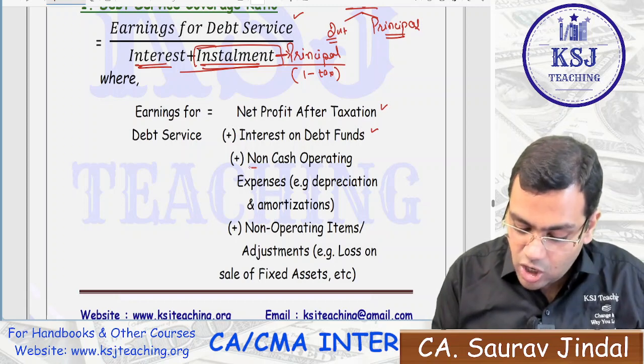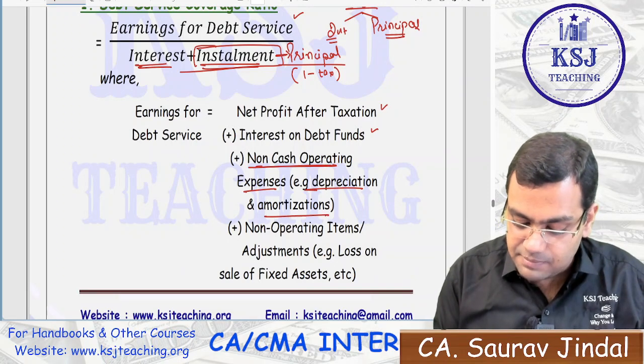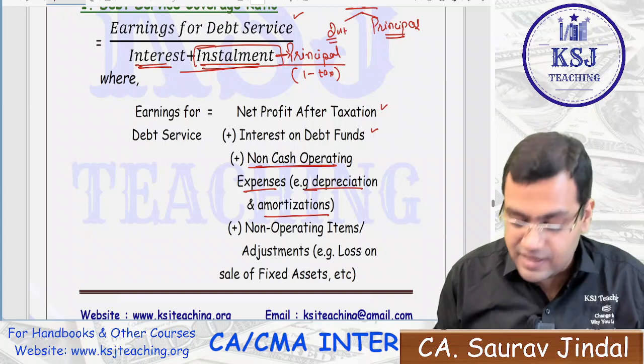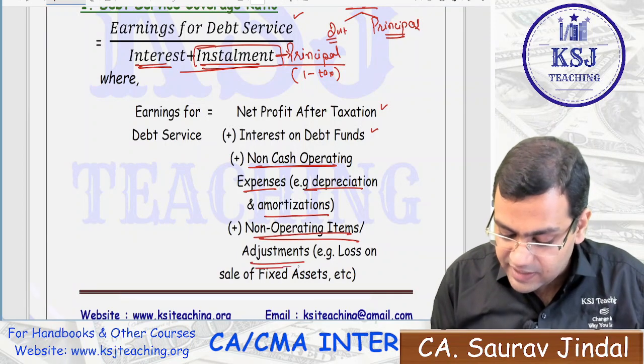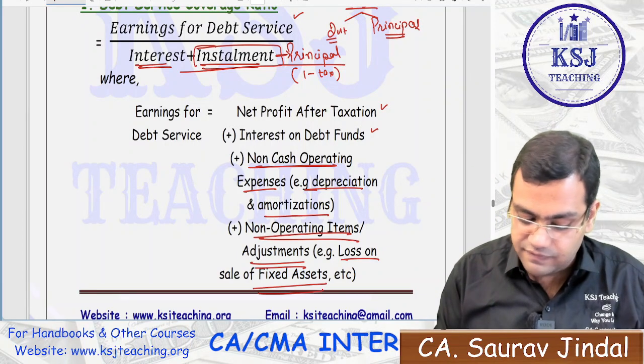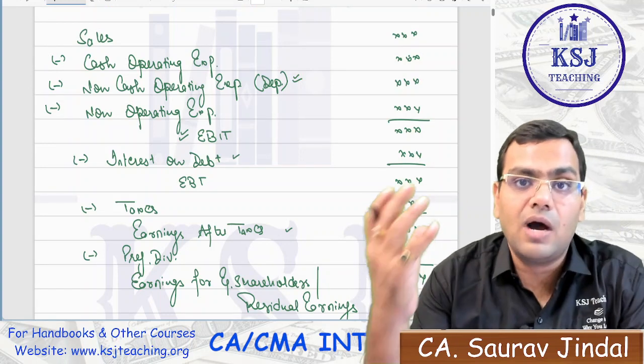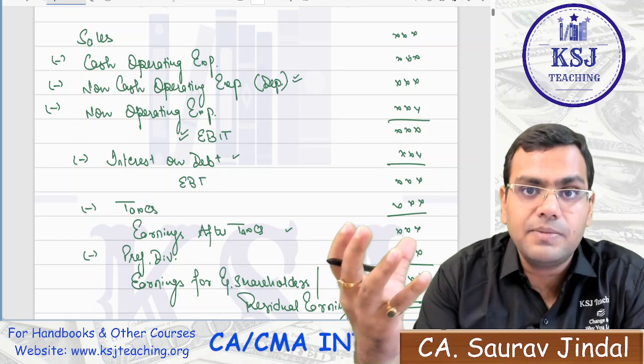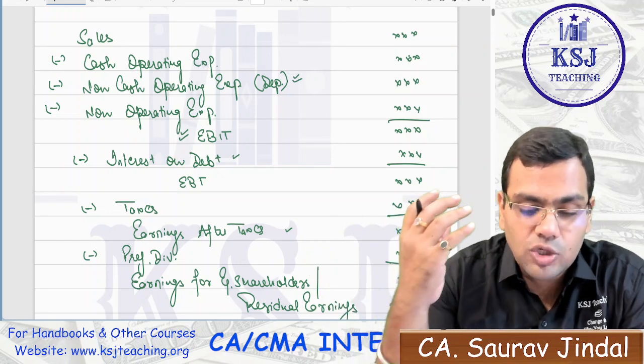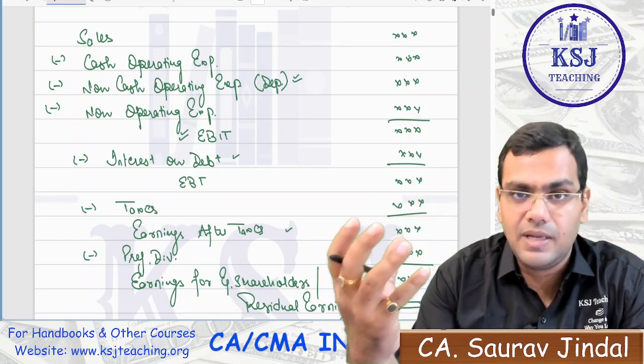Add back non-cash operating expenses, for example, depreciation and amortization, and add the non-operating income adjustment, that is the loss on sale of fixed asset. That will give you the actual amount of earnings from the business that you have to pay off the interest liability, right?